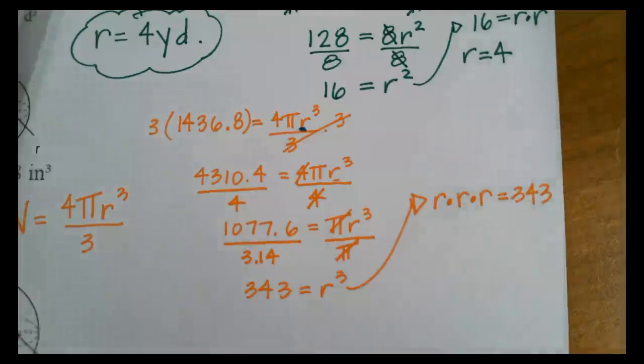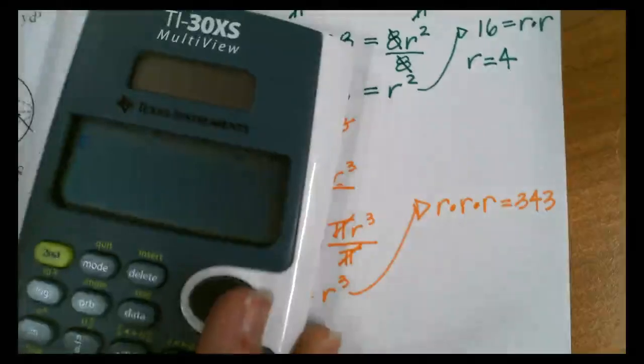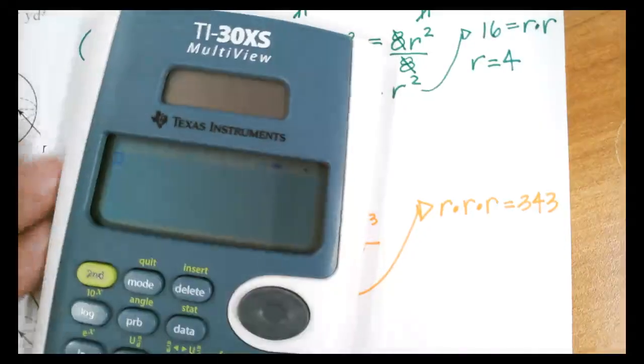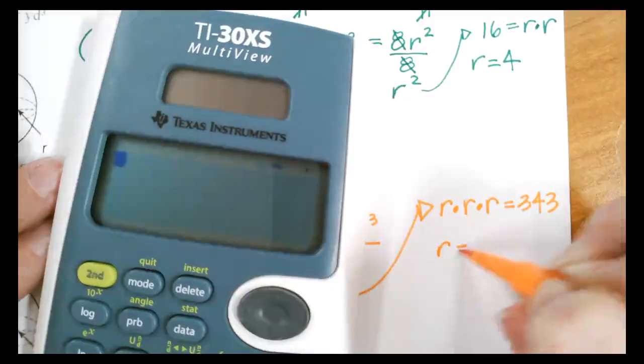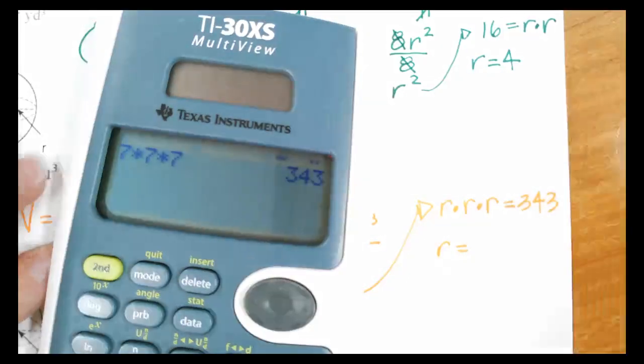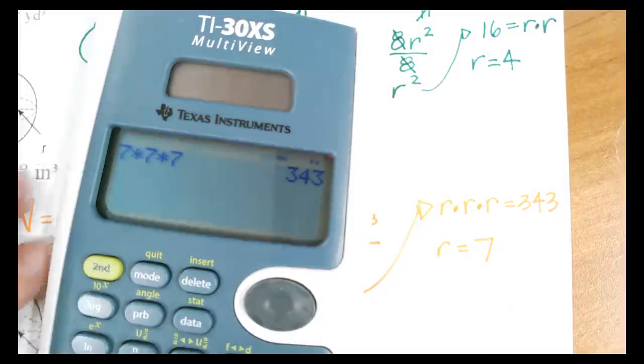So I know if I do 2 times 2 times 2, that's not going to work. 3 times 3 times 3, that's not going to work, and so on. But if you remember your flashcards, then you already know what the answer is. But if not, you might need to do some guess and check. So let's try 7 times 7 times 7. That's it. So the r is 7.